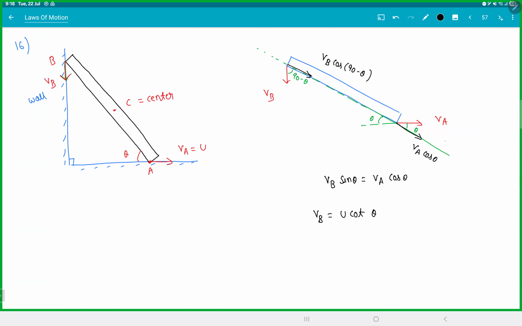Is this clear? Velocity along the rod must be the same. B moves vertically down since it is in contact with the wall. How do you find VC and how do you find the acceleration of B? I'll give a minute more. Till here, it is a standard question. This will be a straightforward CET or mains level thing, asked multiple times. But if I ask you the speed of the center or the acceleration, that's something else.